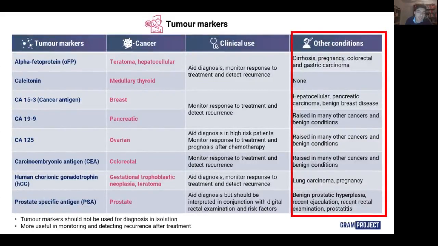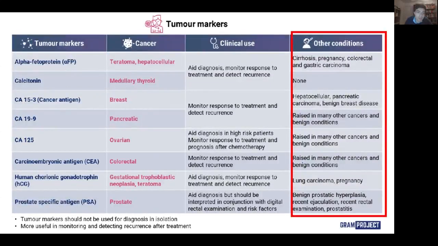CA15-3 is secreted in a small proportion of patients with advanced breast cancer and has a pretty limited use in diagnosing breast cancer, almost no use, but is useful in monitoring treatment response in a known secretor. So there's no point going on and on requesting it in a patient with advanced breast cancer if she's never had a raised 15-3. But if it was raised from the outset, then it's useful to follow it on serial testing.